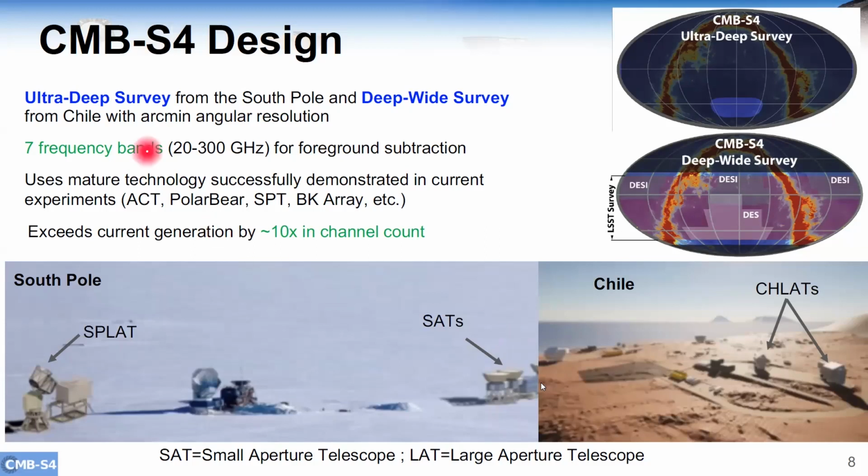Using 7 frequency bands over a broad range from 20 to 300 gigahertz. And again, the technology already exists. It's just a matter of dramatically scaling it up by about a factor of 10 in the number of detector channels that one has. And so, of course, it takes a lot of work to do that, but there's nothing that we don't know how to do. It's just a question of getting the time and the resources to actually scale things up dramatically.